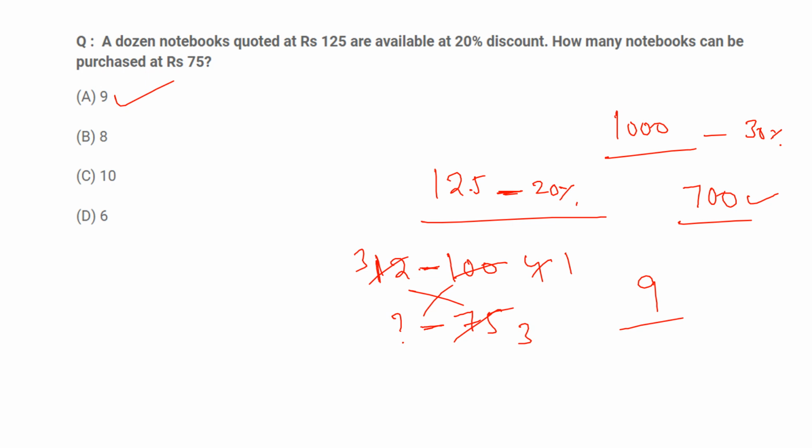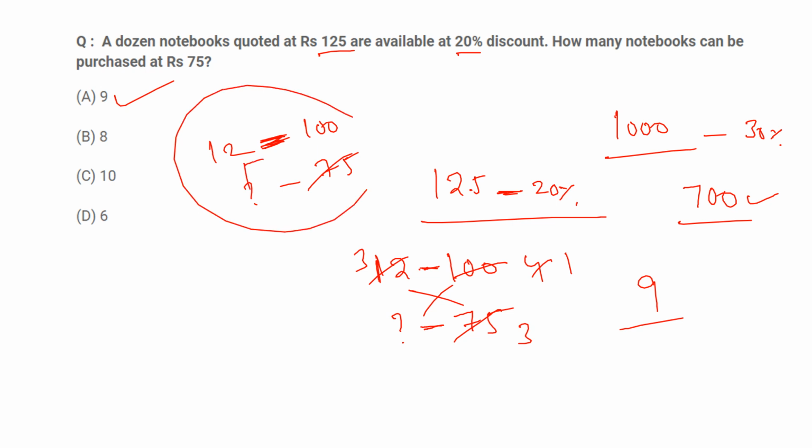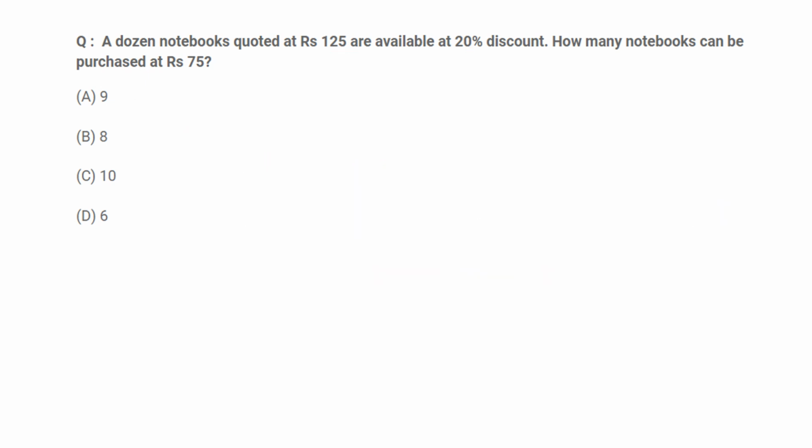It won't take much time. Maximum it will take mostly 20 to 30 seconds only. If you are well aware of this shortcut, then you can do it in 10 seconds, right? You need to write down one step only. Just take 125, 20% discount, which means 100. So 12 books, dozen books means 12 books, 100. Then what is the price for some dozens of books? This is a single step you have to write down. That's it. Got it, friends? Okay. Let's move into the next question.